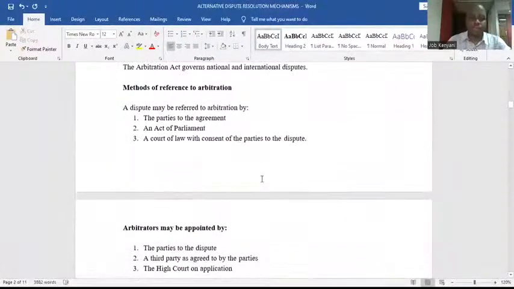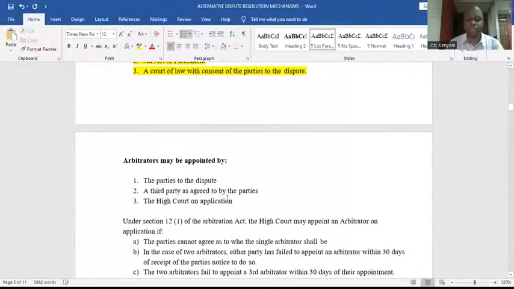So the matter can be referred to arbitration maybe by the parties themselves, or by an act of parliament or a law that is in place, or a court of law with the consent of the parties to the dispute. Arbitrators may be appointed by the parties to the dispute, a third party as agreed by the parties, or maybe the High Court on application.